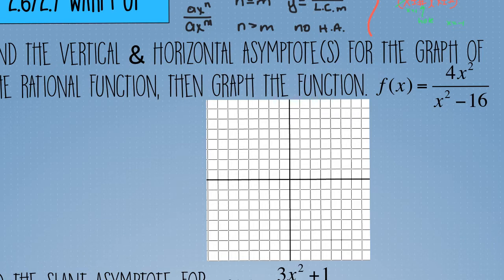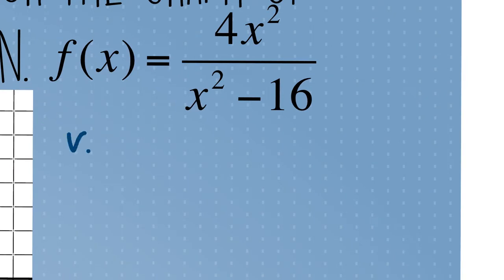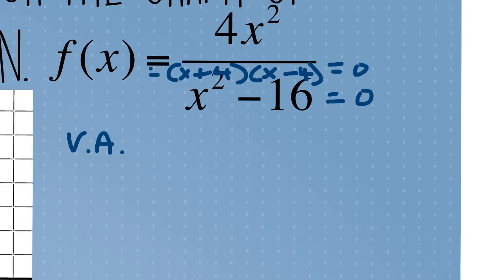So let's start with vertical. For the vertical asymptote, I'm going to set my denominator equal to 0. Because this is factorable, I would factor it first and see if I'm going to get a hole. So x plus 4, x minus 4. Do either of those cancel with my numerator? No. So there's no holes, okay? And I already have it factored, so I can just set each of those equal to 0. And I get x equals -4 and x equals +4. So I have 2 vertical asymptotes.